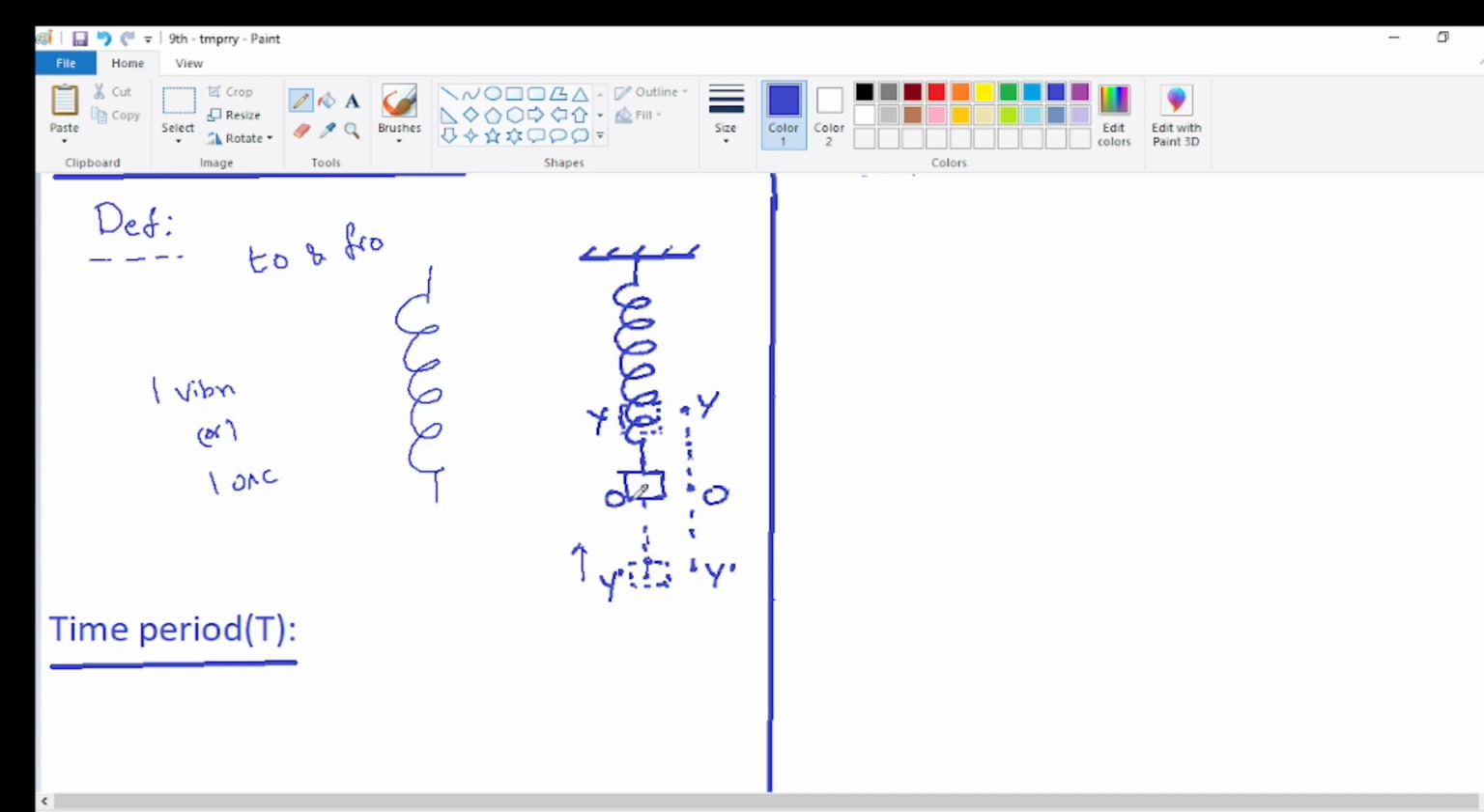So we are imagining a time at which the body moves from the mean position O in the upward direction. So it's going up and coming back to the mean position, but now in the downward direction. Now again it's going to the bottommost, that is, the bottom extreme position Y', and then again returning back to the same position. So we have imagined the moment when it starts moving from the mean position in the upward direction. Now it has again come back to the same mean position in the upward direction.